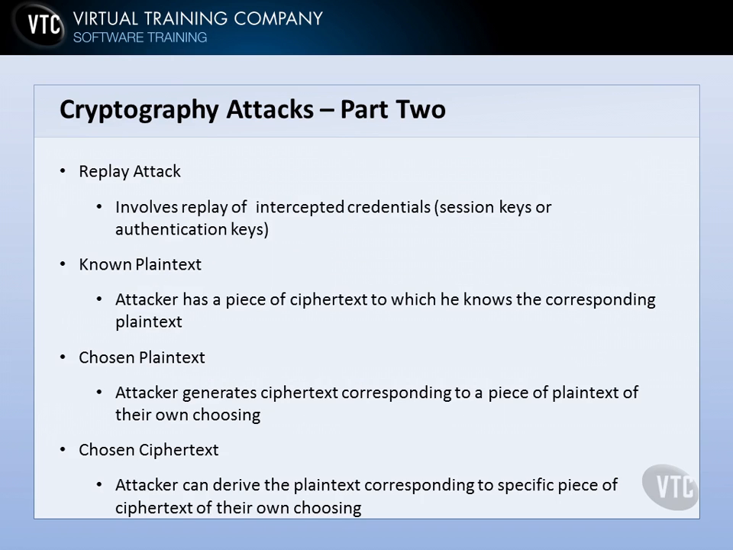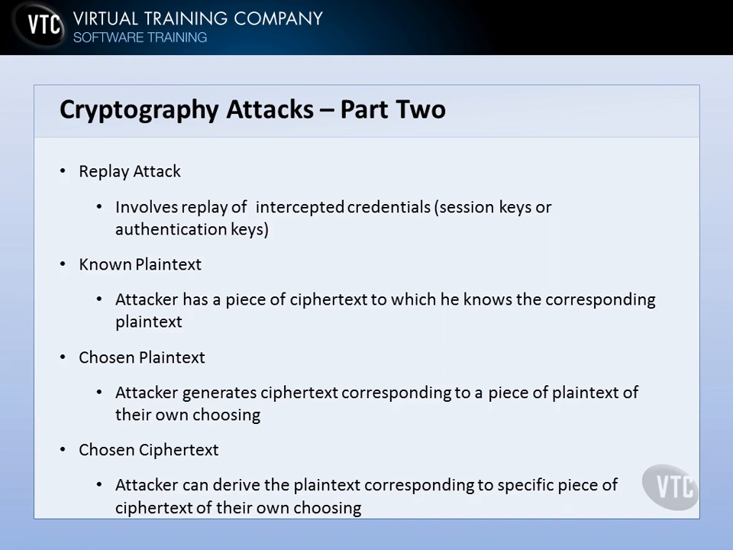Now there are some other attacks that we'll talk about as well. We already mentioned a replay attack, and basically that involves the replay of intercepted credentials that could be passwords, session keys, authentication keys, and so forth. We also have the known and chosen attacks. We have a known plain text attack where the attacker has a piece of ciphertext that's encrypted, and he knows the corresponding plain text. So they're able to use this to further extrapolate what another piece of plain text would look like if it were encrypted given the same algorithm. So that's a known plain text attack.